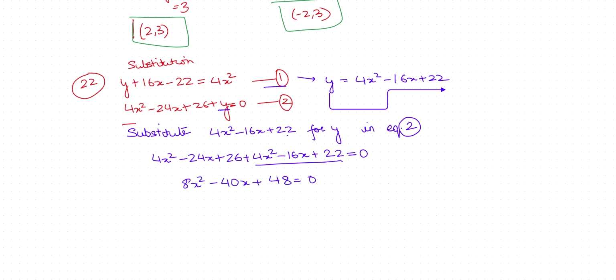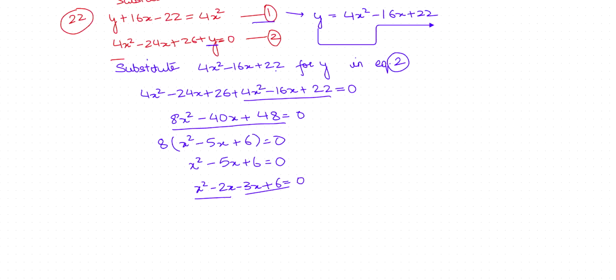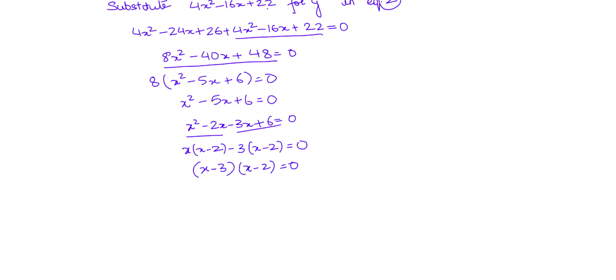On simplifying, we get this. Now we see that all coefficients are divisible by 8. So let's divide. We can factor 8 out and then we can divide by 8. Now we can factorize it like this: factor 6 in such a way that when we add, we get 5 and when we multiply, we get 6. So we factorized and we got this.